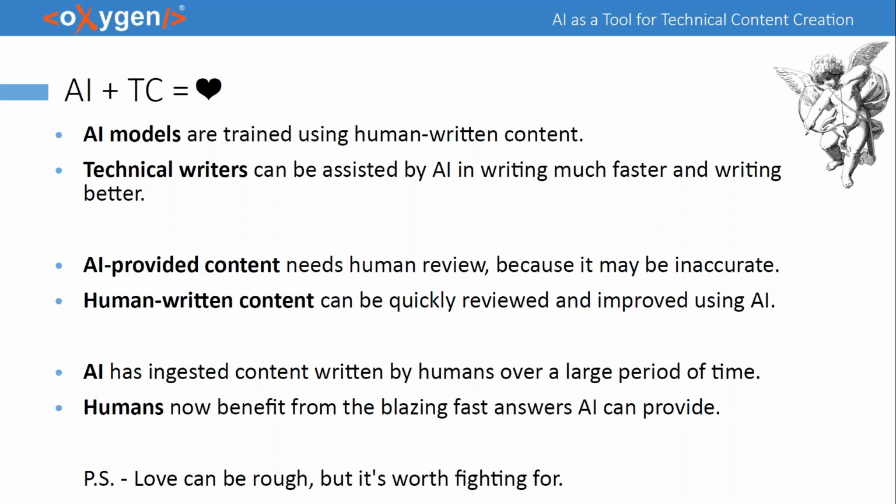And thirdly, AI has been trained using content written by humans, a lot of technical content as well, written over a large period of time. And now we benefit from the blazing fast answers that the AI can provide based on that content. So we have written during a large period of time, AI models have been trained on that content, and now we have this benefit of very, very fast answers from that content.